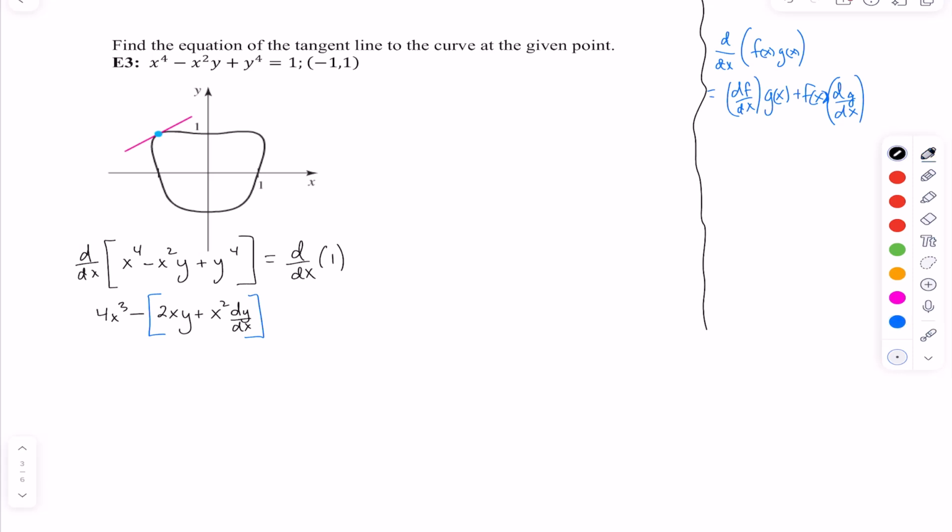Now when we differentiate y to the fourth power, we're going to differentiate this implicitly. So we're going to need the chain rule. So the derivative of the outside function evaluated at the inside function will simply be this. And then remember to decrease the power by 1 times the derivative of the inside function. So dy/dx. The derivative of 1 with respect to x is 0. And now we're ready to solve for dy/dx.